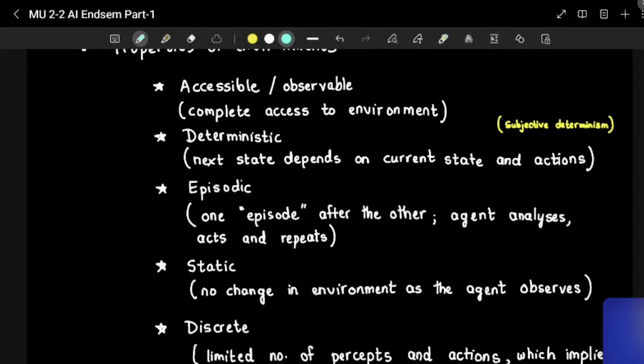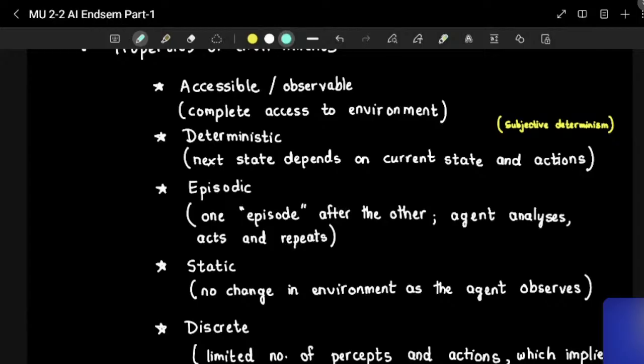So if your actions and the current state are going to determine what the next state is going to be, the environment is deterministic. About subjective determinism, it's just that as time passes, there will be too many variables to think about, and then you lose track of all the information, because of which you will not be able to determine what the next state is going to be like.